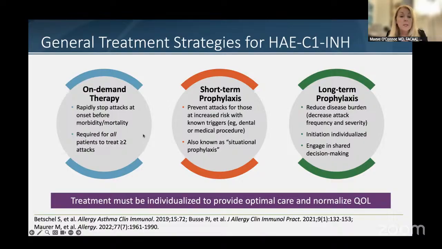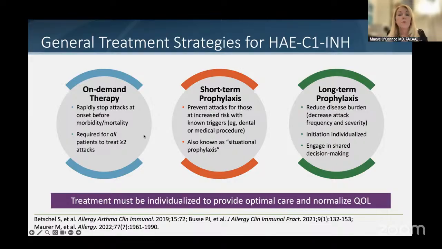Short-term prophylaxis is to prevent attacks for those at increased risks with known triggers. So somebody who's had dental work and has had an angioedema attack and is going in for another dental procedure, or someone who's having a scheduled medical procedure that is known to cause angioedema. This is also called situational prophylaxis, but short-term prophylaxis is the more preferred term.